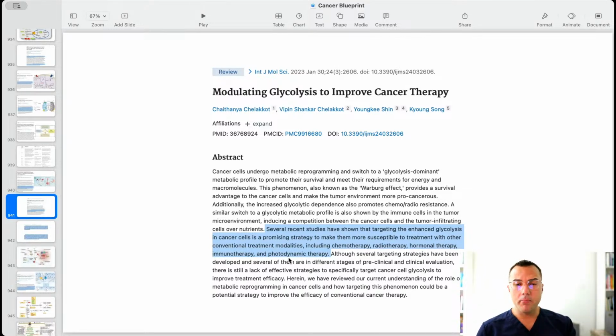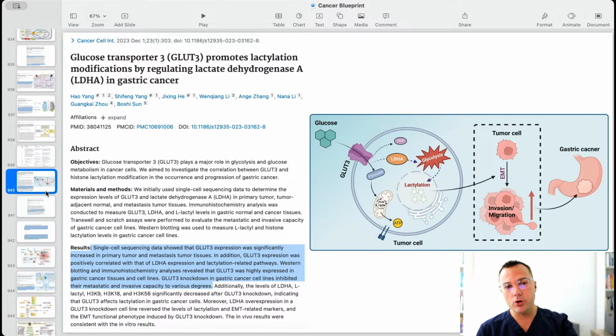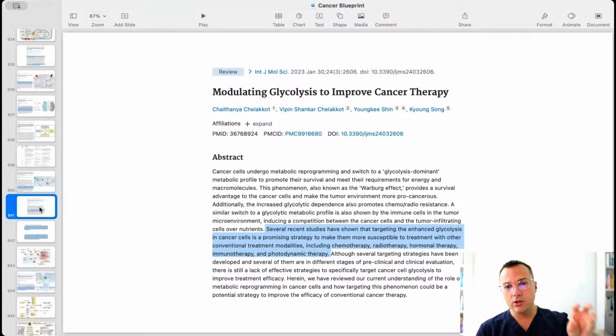My point by putting this particular slide up is that it's fairly new data, right? This is January, almost February of 2023. And they're saying here that several studies have recently shown that when we are blocking glycolysis, the breakdown of sugar, whether it be the uptake, looking at these transporters, or further pathways down the line, when we're affecting those pathways, it makes cancer more susceptible to treatment with other conventional modalities.